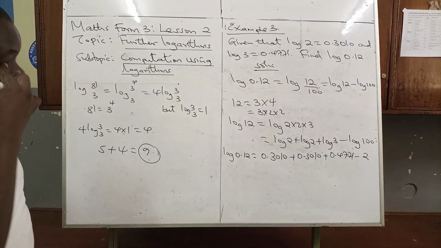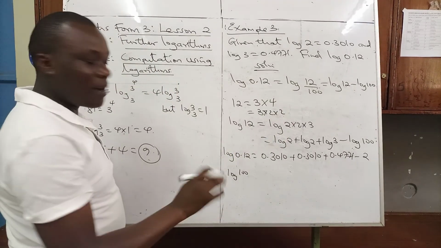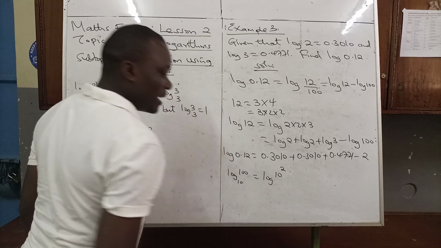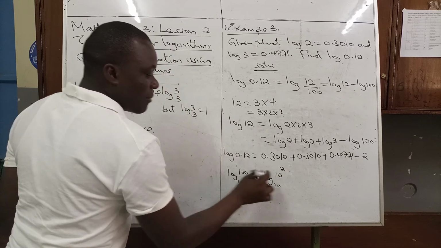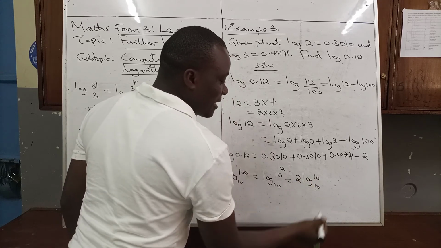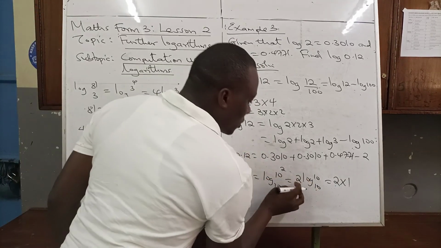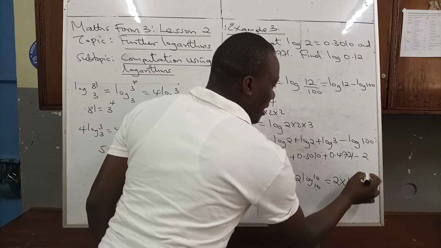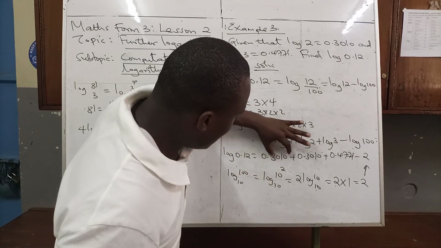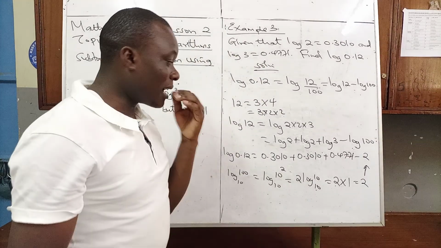I'm going to show you why. Log 100, remember I said that if the log has no base, that's base 10. But 100 can be written as 10 squared, to base 10. The power comes to the front, so it becomes 2 log 10 to base 10. When these numbers are the same, that's 1, so log 10 to base 10 is 1. So 2 times 1 is 2. That's why I've put 2 there. And remember, 2 is the characteristic, and this part is the mantissa. The whole part of our logarithm is always the characteristic.